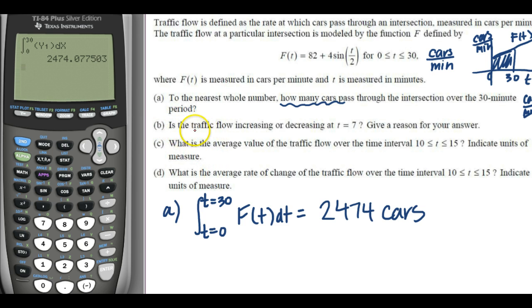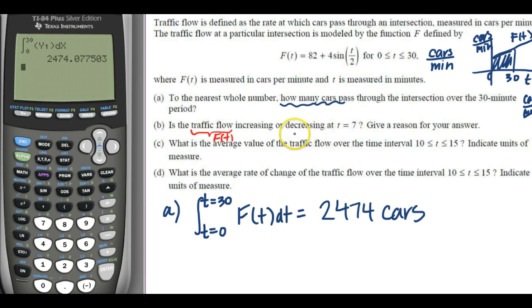Part B is asking, is the traffic flow increasing or decreasing at time t equals 7? Give a reason for your answer. So here is the traffic flow. Well, traffic flow had a name or a function. The function is called f of t. So here they've written it out in words. Is the traffic flow increasing or decreasing? But traffic flow really can be thought of as f of t. So this problem is asking us, is f of t increasing or decreasing at time t equals 7?